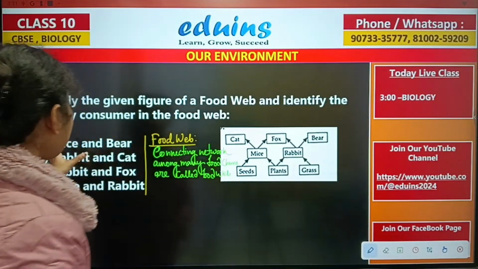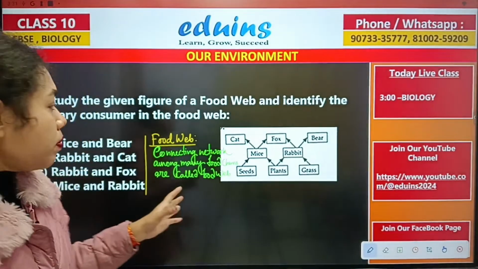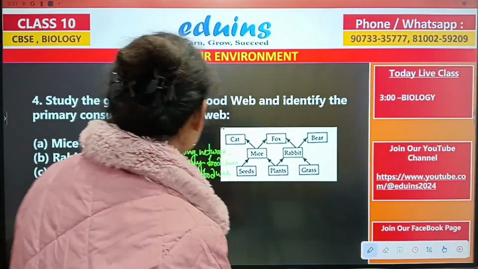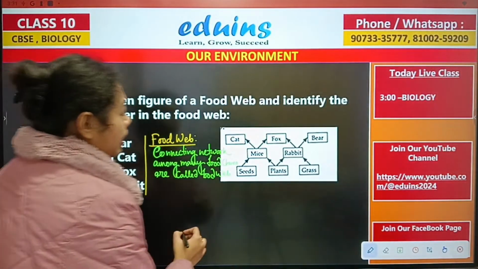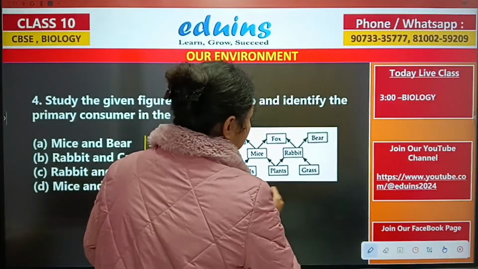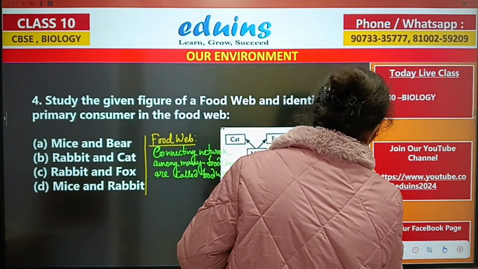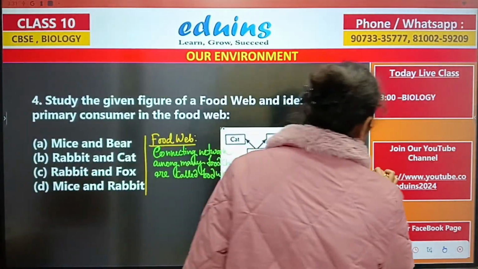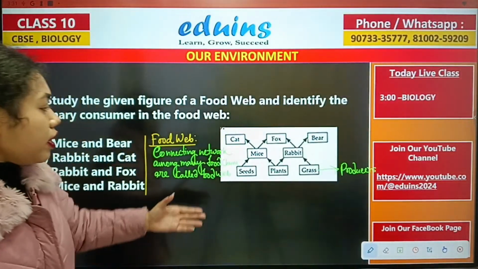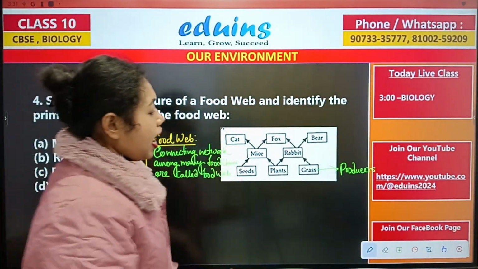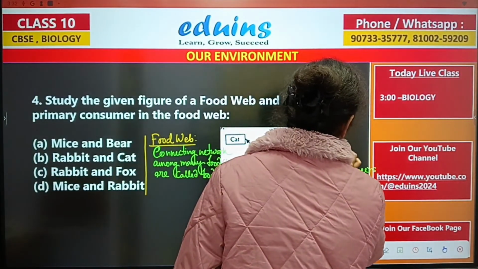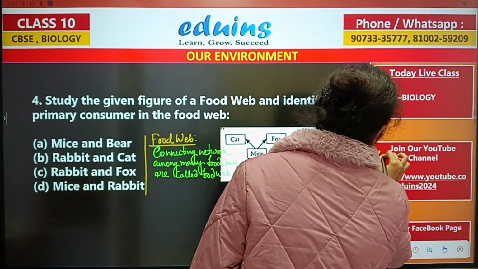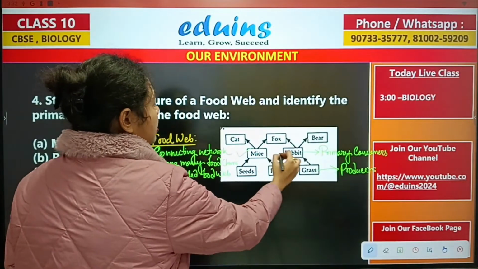So we have to identify the primary consumer. Who are primary consumers? The consumers who consume the producers as food are known as primary consumers. In this picture you can see seeds, plant, grass. Those are the producers, because they can synthesize their own food in their own body. Mice and rabbit are the primary consumers because they consume the producers as food.